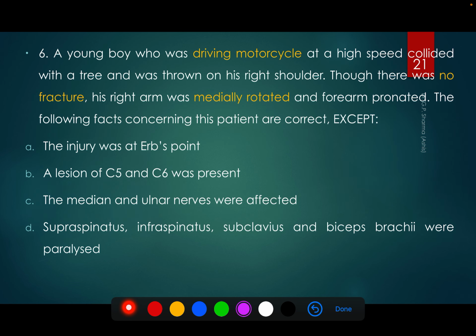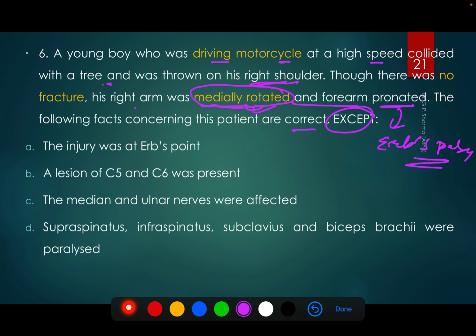A young boy who was driving a motorcycle at high speed collided with a tree and was thrown on his right shoulder. Though there was no fracture, his right arm was medially rotated and the forearm pronated. So medial rotation, pronation. The following facts concerning this patient are correct except. That means it is about Erb's palsy. So what is false in Erb's palsy? The injury was at Erb's point.